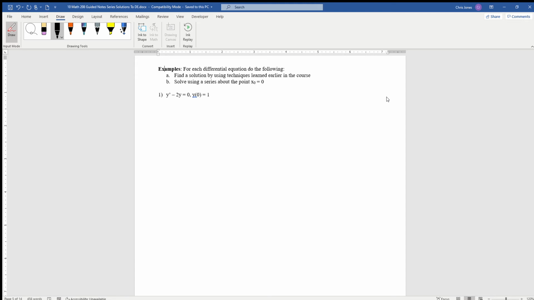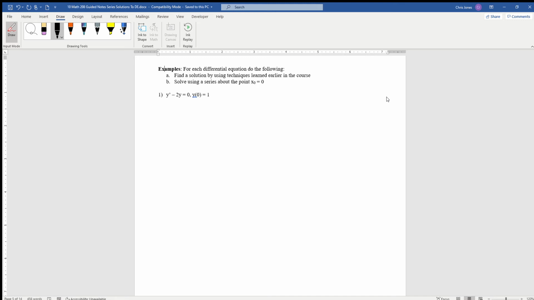So what we're going to do for each of the differentials is solve it using stuff that we learned earlier in the course. And then we're going to solve it using a series solution. And we're going to see if we can represent the series solution by maybe matching it up with one of the Taylor or Maclaurin series, if at all possible.